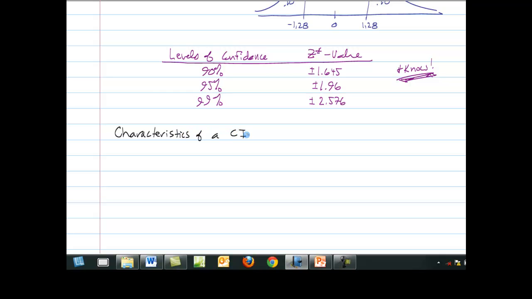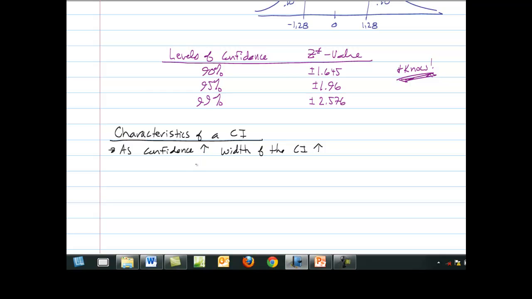Well, first of all, I notice a couple things, and these are all good to know for a test. As confidence increases, and the arrow up means increases, you notice up here I'm going from 90 to 95 to 99% confidence. Look at my Z values. As confidence increases, so does my Z value. So that tells me the width of the interval also increases.